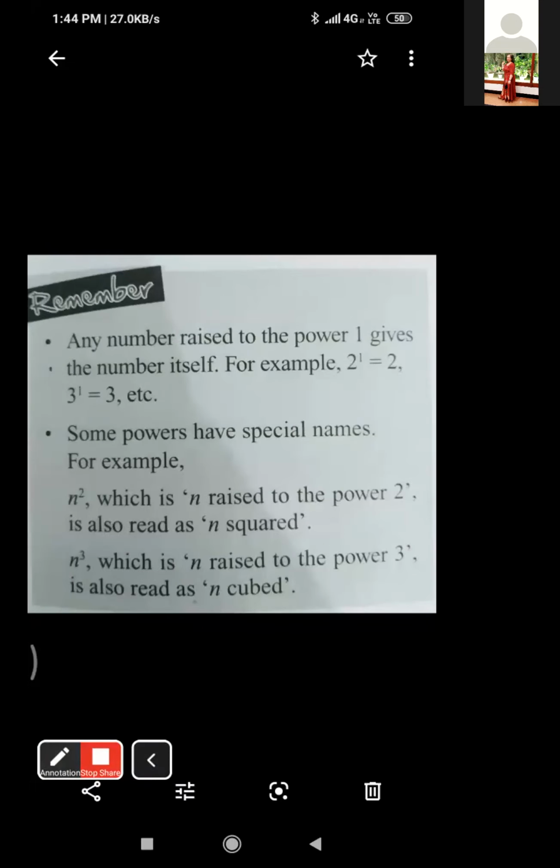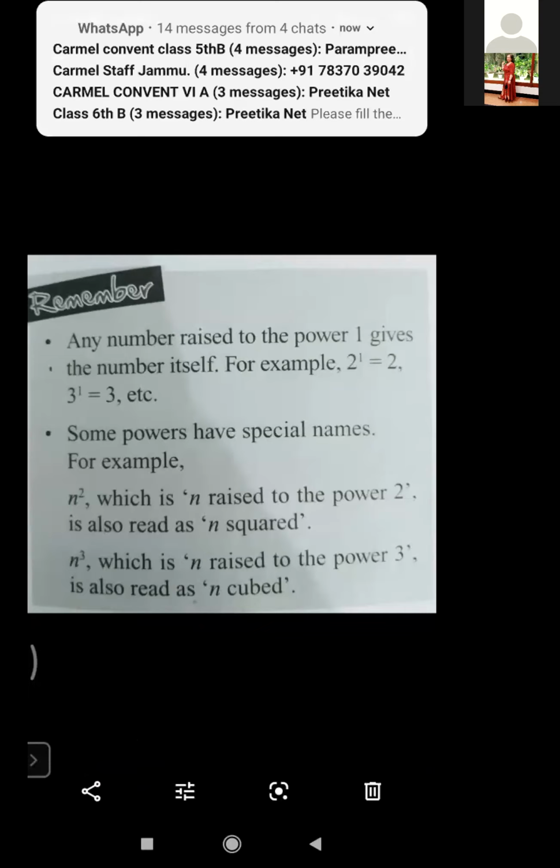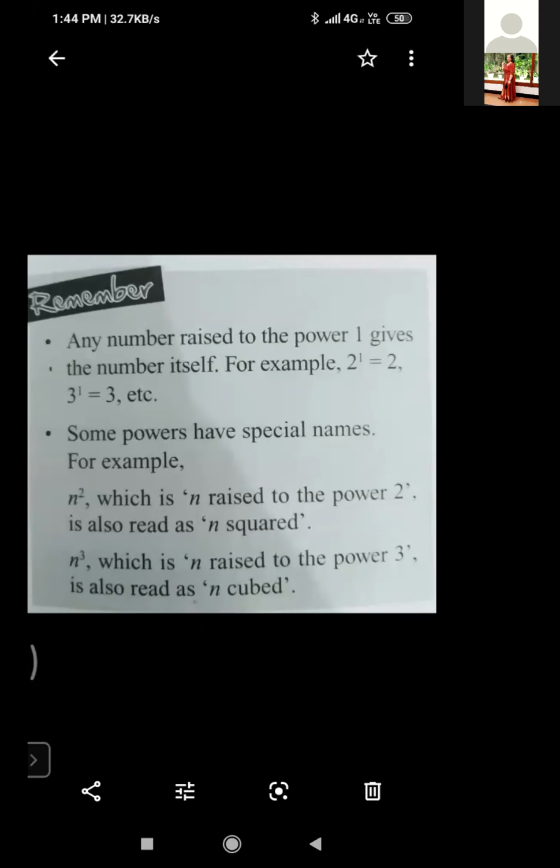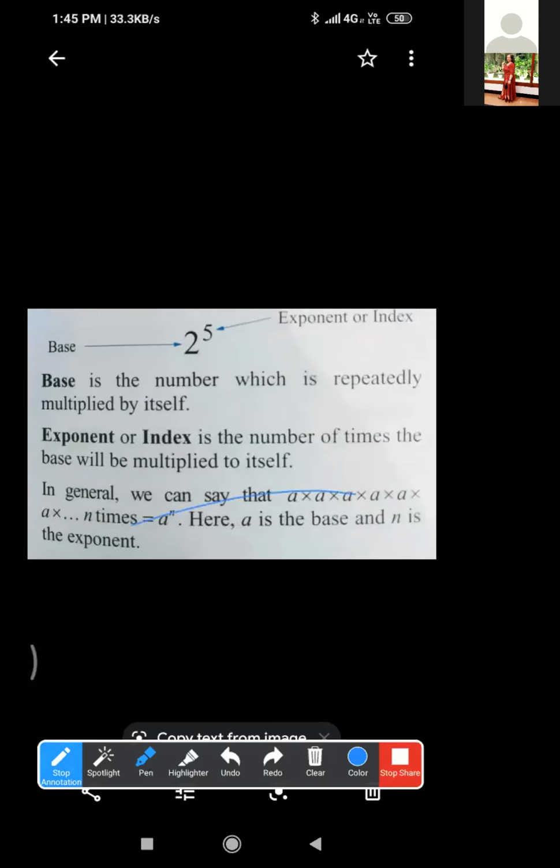Remember these points. Any number raised to power 1 gives the number itself. If we write 1 in the power or exponent, it means the number is multiplied only one time, so that will be the same number. Like 2 raised to power 1 is equal to 2 only, because 2 is multiplied one time.